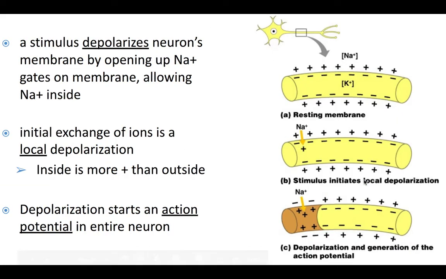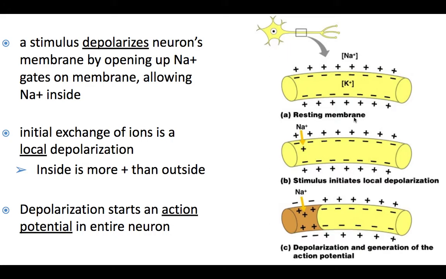Here's all of that in words. So starting with panel A, you've got your resting membrane potential. Nothing is happening yet. Positive outside, negative inside, just the way it should be. But a stimulus depolarizes the neuron's membrane by opening up sodium ion channels or sodium ion gates on the membrane, which allows sodium ions to rush inside. And that's panel B right there.